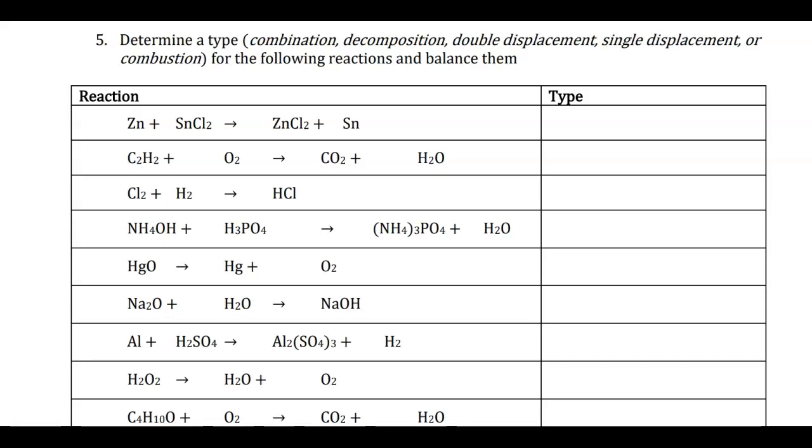Number 5. Determine a type: combination, decomposition, double replacement, single displacement, or combustion for the following reactions. Balance them again. Okay. Balancing, I would let you do by yourself, but I'm going to help you with just the type of reactions. So zinc and Sn, and you can see an element in the compound. So this is single displacement.